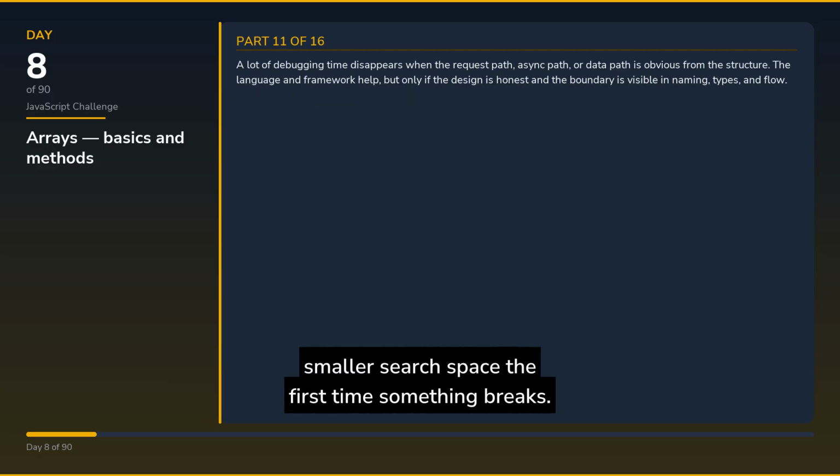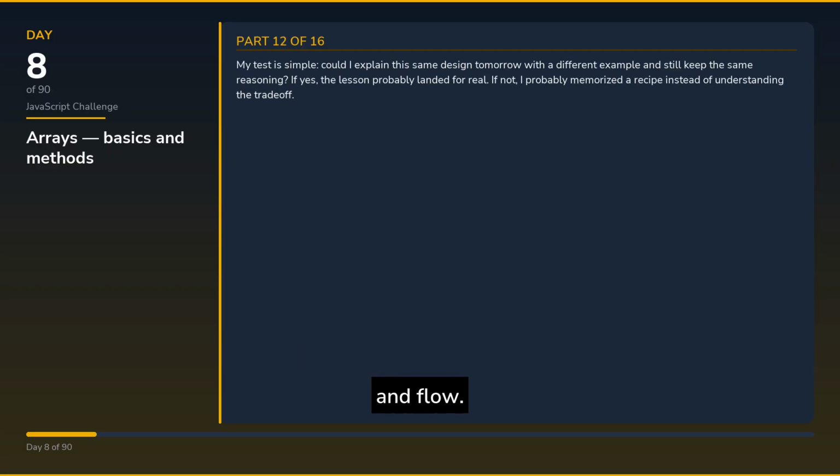A lot of debugging time disappears when the request path, async path, or data path is obvious from the structure. The language and framework help, but only if the design is honest and the boundary is visible in naming, types, and flow. My test is simple: could I explain this same design tomorrow with a different example and still keep the same reasoning? If yes, the lesson probably landed for real. If not, I probably memorized a recipe instead of understanding the trade-off.